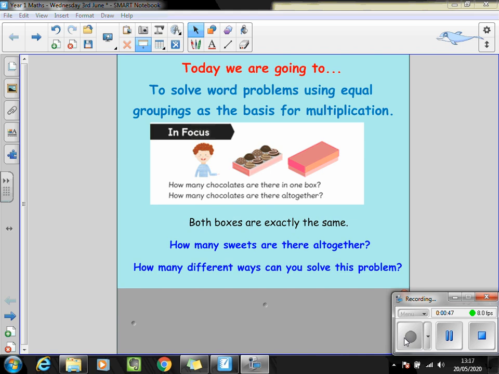So how many sweets did you decide there are altogether? And I wonder how many different ways you solved this problem. Did you do it by counting in ones? Did you notice there are some rows of 2 or there are some rows of 4 depending how you look at the box of chocolate? Or could you just see that there was 8 in one box and therefore there must be another 8 chocolates in the other and then add them together? Let's see what they did in Maths No Problem.